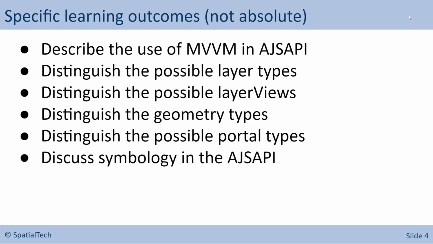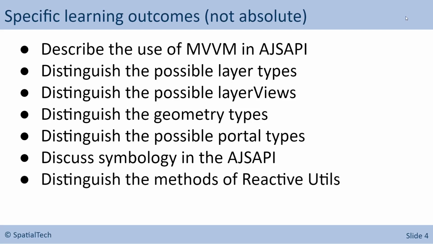Discuss symbology in the JavaScript SDK, Maps SDK. The one thing here is going to be light, a high-level discussion, and we can dig deeper into this in the future. Distinguish the methods of the reactive utils module. Very important if you want to have, well, one obvious use would be that dashboard effect, where the map is moving, things are changing, and other parts of your page are updating based on that. That's one way to use them.